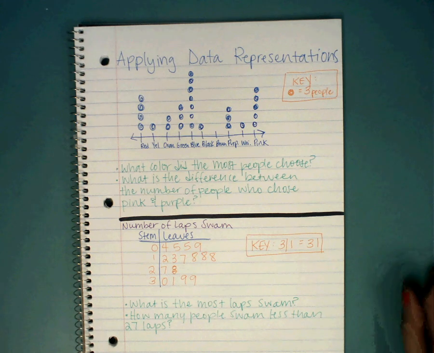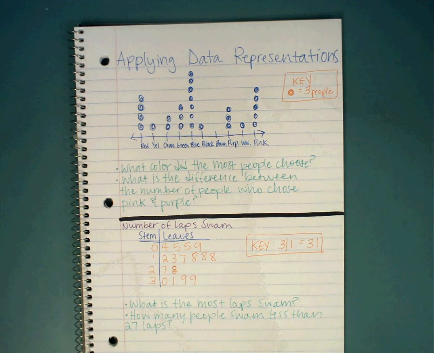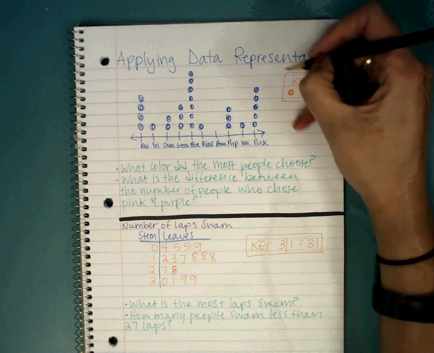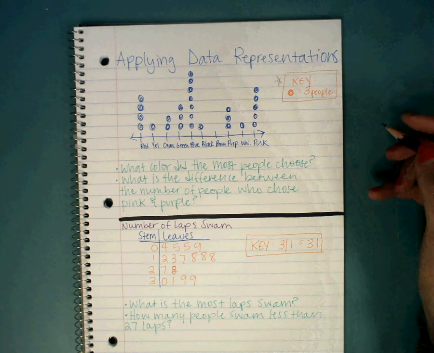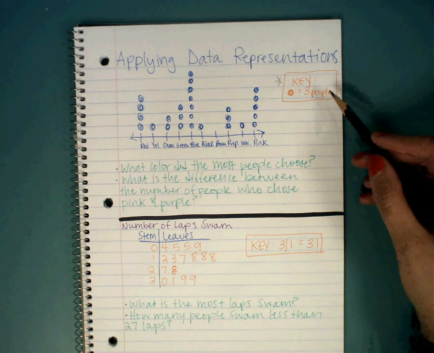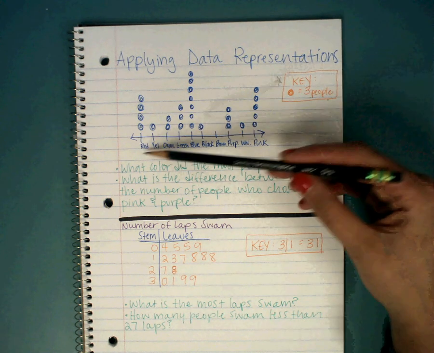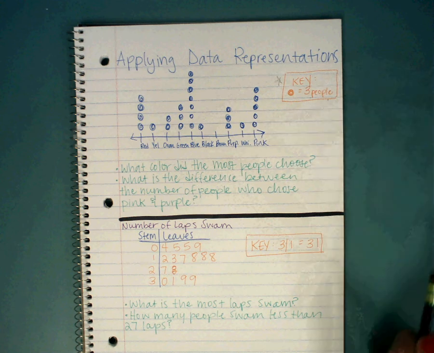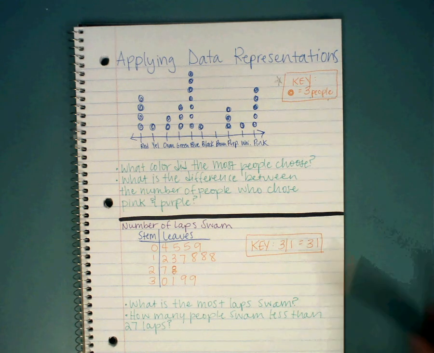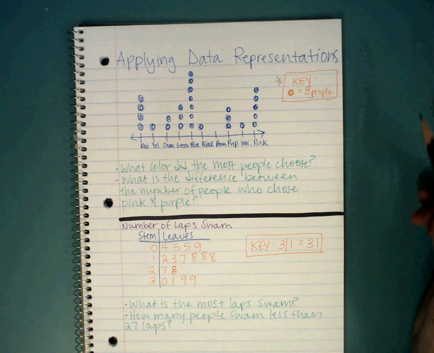All right, pause the video. All right, glad you're back. Okay, so let's talk about what this means and how we need to go about solving a problem like this. The first thing I want you to do is put a star next to this key, okay? That is so important. Because what is that key telling us? It says that one dot equals 3 people. So if this is representing everybody's favorite colors in a class, and this equals 3 people, that's huge because it's going to affect my answers to whatever questions they ask me about this.